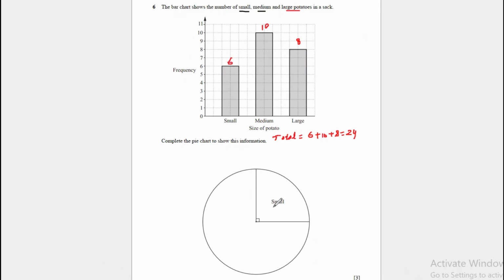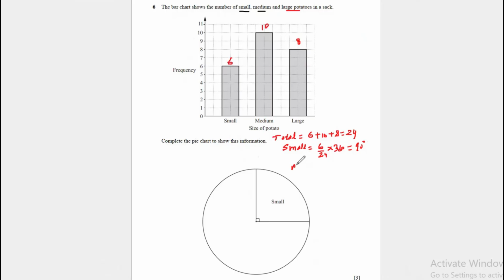So one they have done for us for small, but look how they find out small. For small, we have 6 out of 24, as we are looking in a 360 pie chart. So that means multiply by 360, you will get 360 divided by 24. That gives us 15, and 15 multiplied by 6 is 90. So first answer is 90.